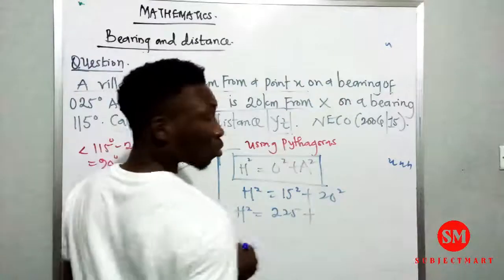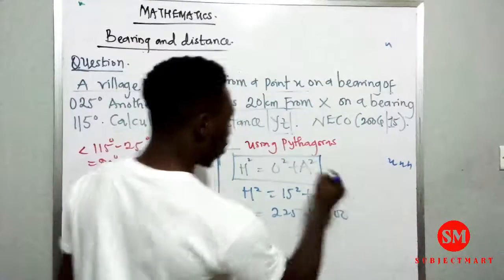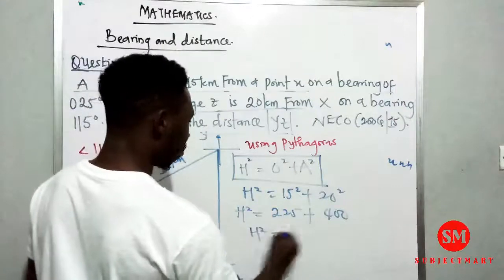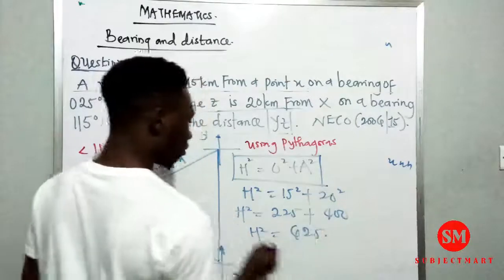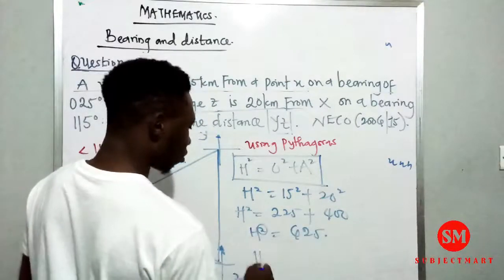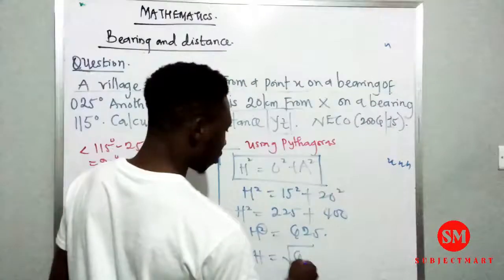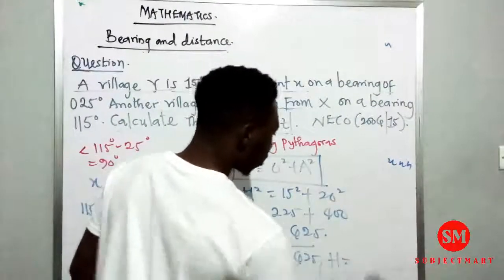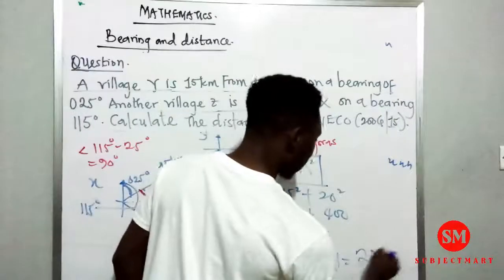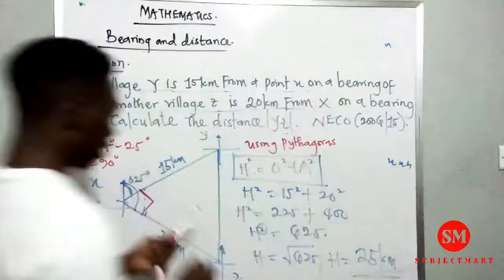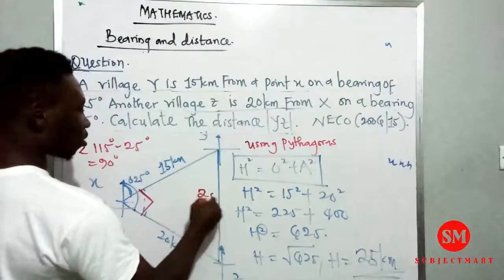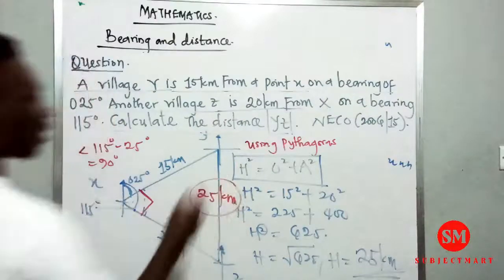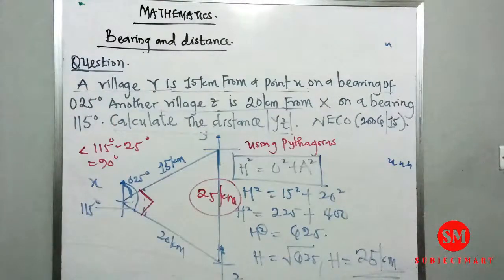So H squared is equal to 15 squared, which gives us 225, plus 20 squared, which gives us 400. So H squared is equal to 400 plus 225, that will give 625. So if my square comes over, it turns to square root. So H is equal to the square root of 625, which gives us 25 kilometers. Therefore, the distance of Y and Z is equal to 25 kilometers, and that is our final answer for that particular question.